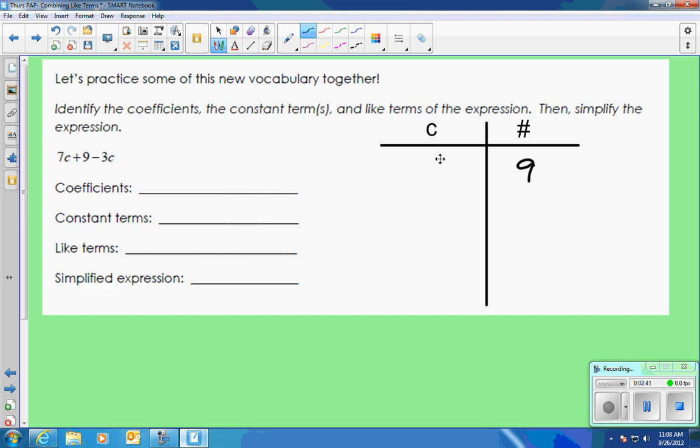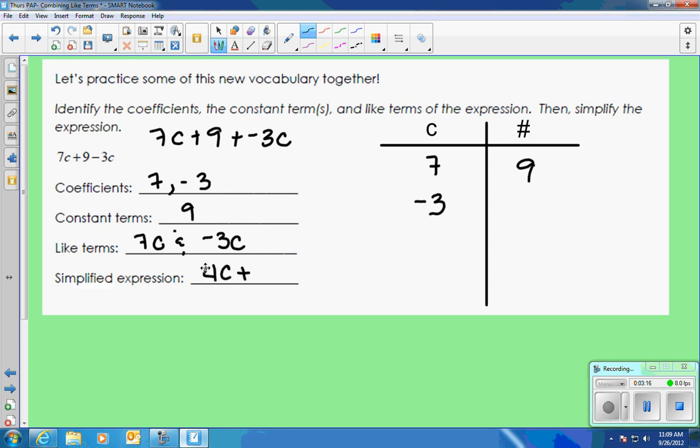My coefficients are the numbers in front of the variable. So there's a 7, and then remember, because of add the opposite, that's really a negative 3 in front of that c. So the coefficients were 7 and negative 3. The constant term was 9. Our like terms are 7c and negative 3c, which means those are the things we're going to combine. So 7 and negative 3 makes 4c, and then we tack our constant on the end.